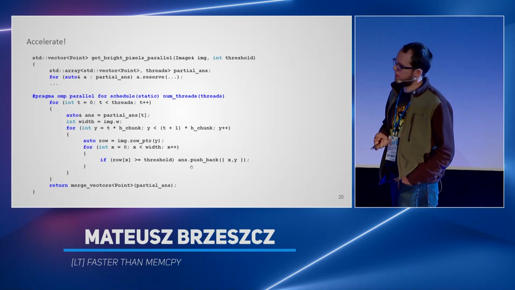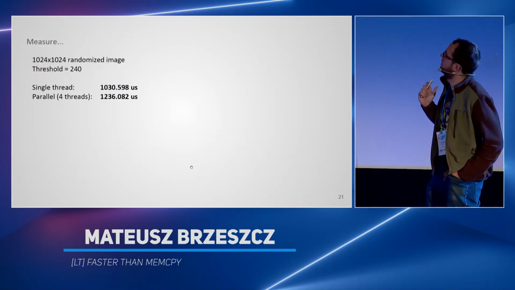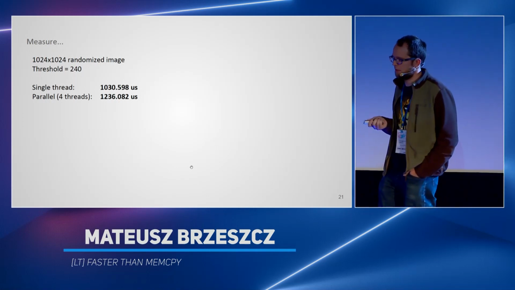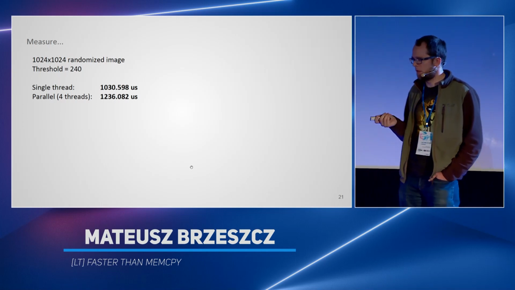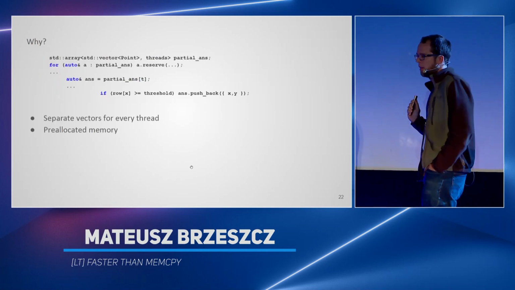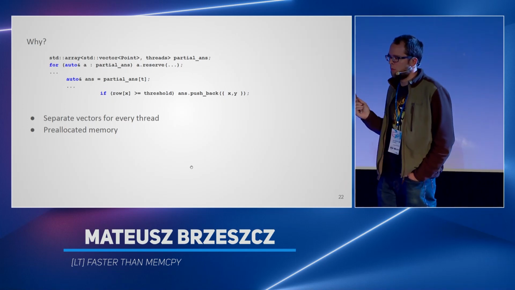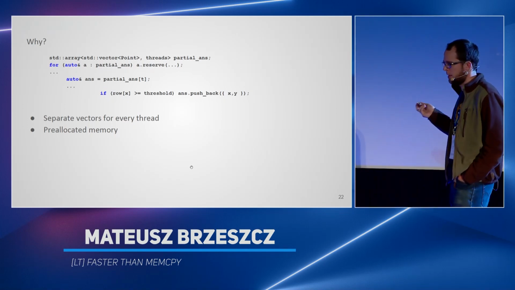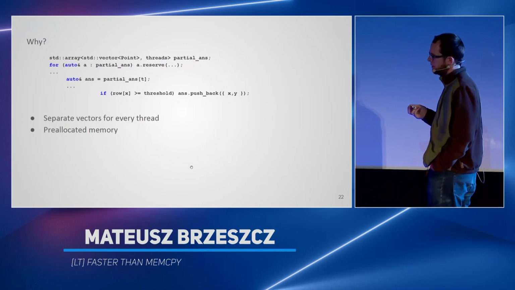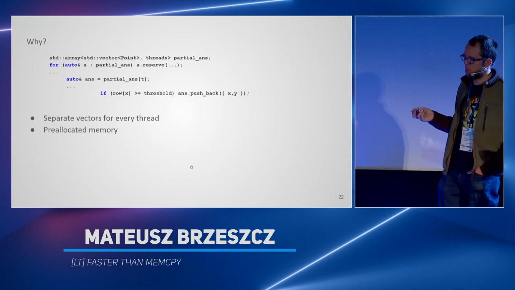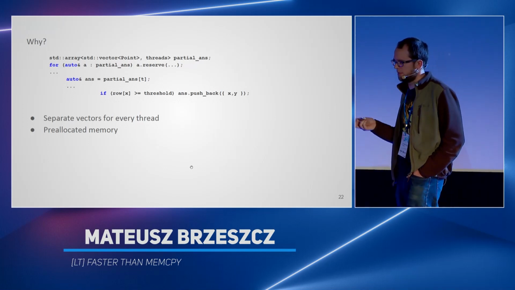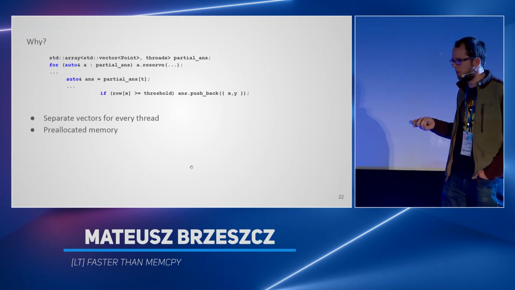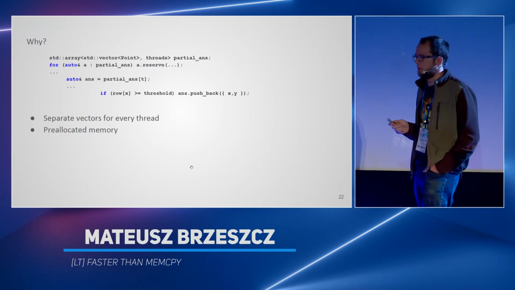We fire that, and we see that the parallel code is slower than the single-threaded one for some given data. Why did that happen? We have separate vectors for every thread, and every vector has its own memory storage that isn't shared for sure. And we have pre-allocated memory. There are no allocations. So what happened?